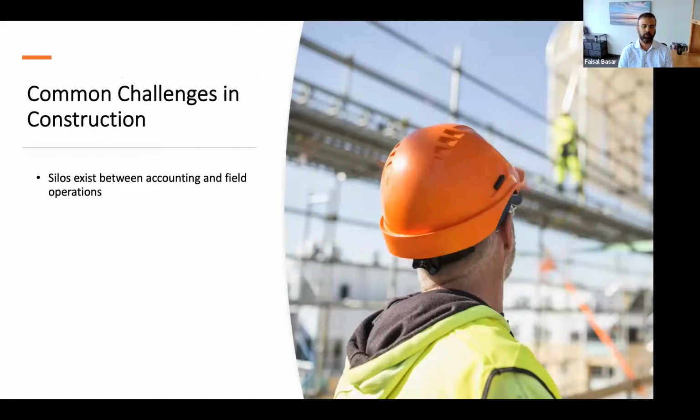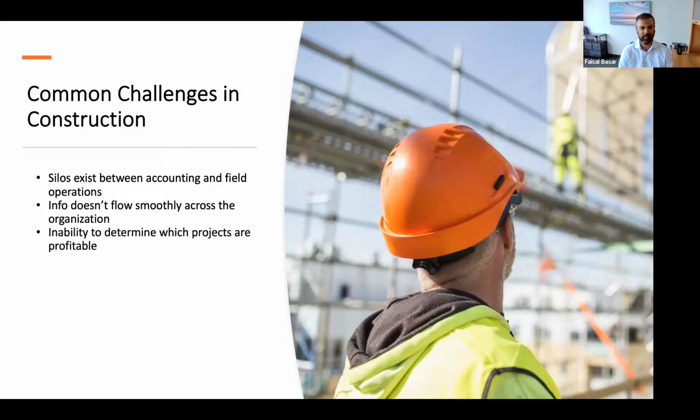Some of the more strategic, higher level business challenges which the industry faces is the silos, right? You have your accounting department, your procurement department, and the field department not connected. They are making decisions without knowing what the other team is doing. Again, information is not flowing smoothly across the organization. As a business owner or a manager, you want to see what projects are profitable. And this is very difficult to obtain. This kind of visibility end to end is very difficult.